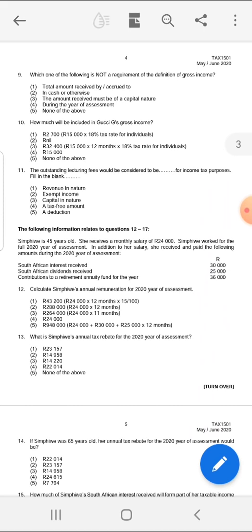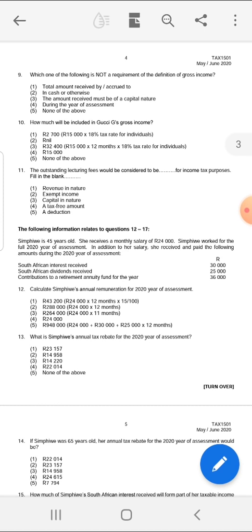Okay, move on to question number 9. Question number 9 says, which one of the following is not a requirement for definition of gross income? So guys, remember, definition of gross income is a total amount received or accrued in cash or otherwise during the year of assessment that is not of capital in nature.